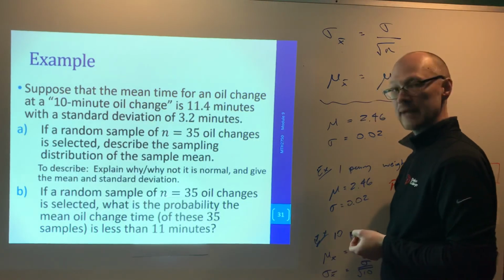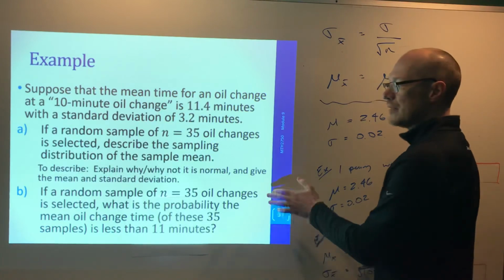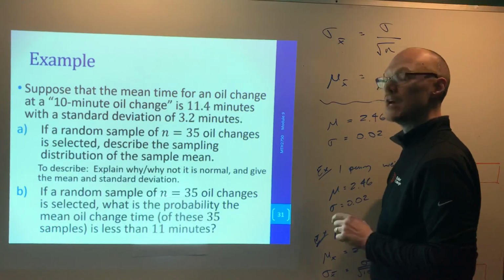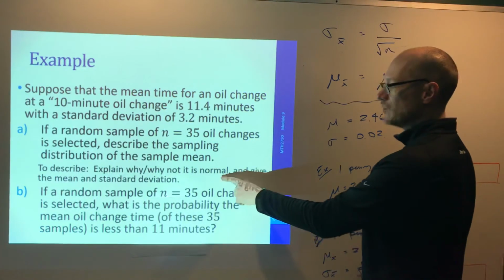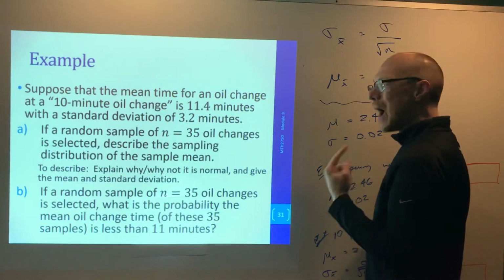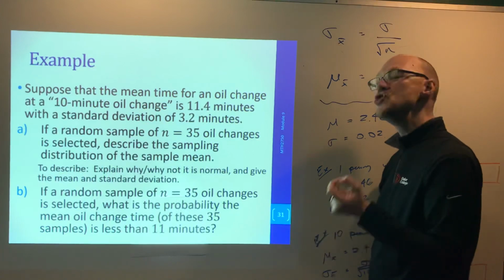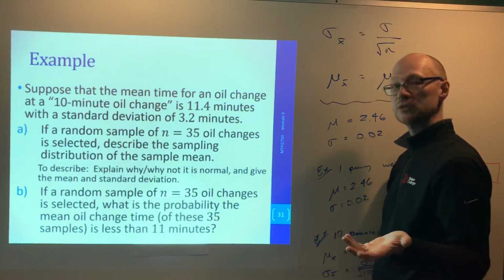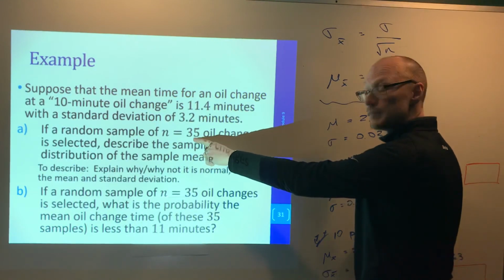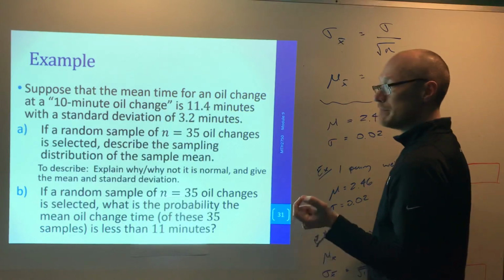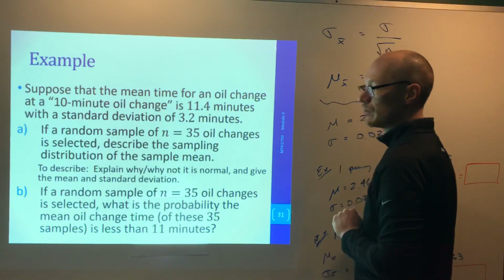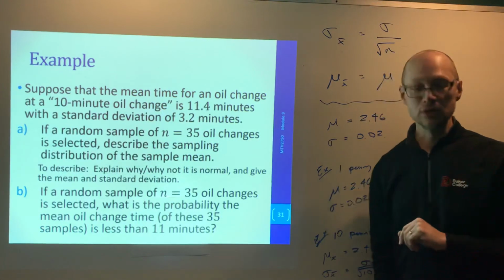And by the way, in your homework, they ask you to explain or describe the sampling distribution. To describe simply means explain why or why not it is normal, and give the mean and standard deviation. Why is this going to be normal? How do we know? I don't know anything about oil changes. Well, I know it's going to be normal because we've got more than 30. So the mean is going to be 11.4, and the standard deviation is going to be 3.2 divided by the square root of 35. And the rest of that you can go from there.